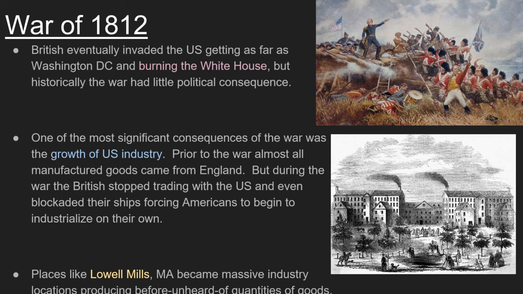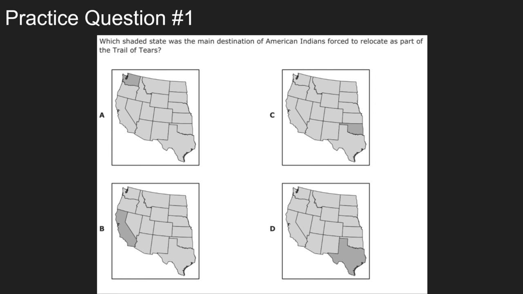So if you see that on the test, which I've seen a couple times, any question we've seen so far about the War of 1812 is about that industry growing. Okay, places like Lowell Mills, Massachusetts became massive industry locations producing before unheard of quantities of goods in these locations. Okay, we'll talk later about some of the work conditions there. All right, let's get to our practice questions.